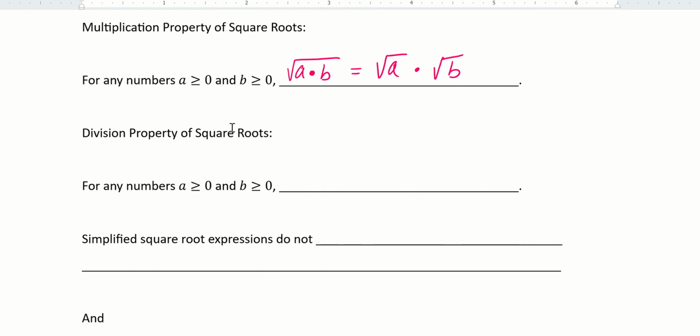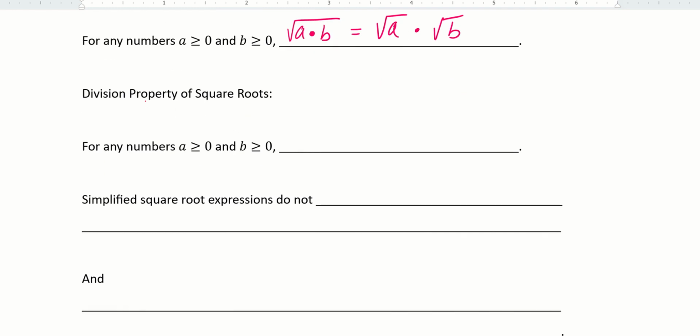The division property of square roots is very similar, and it says the square root of a over b is equal to the square root of a over the square root of b. And again, I'll show you how we can use that in just a minute.